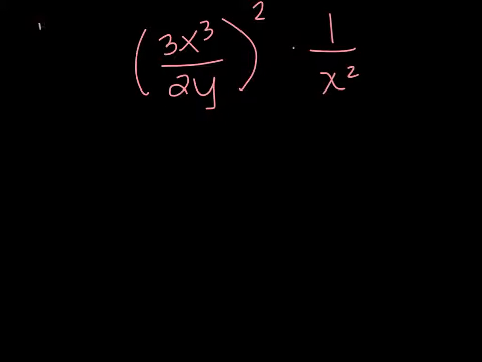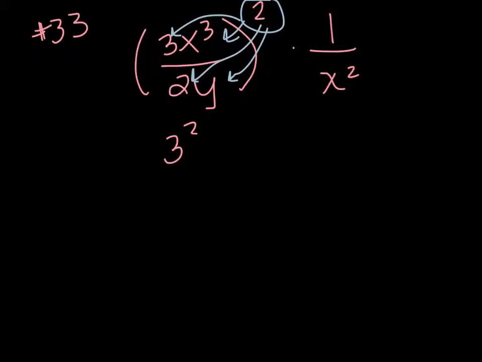So this one here is number 33. And with this problem, just like with any problem that has parentheses with a power, I want to start by giving the power to everything in the parentheses. So I'm going to get 3 squared x to the 6th, power to a power you multiply, over 2 squared y to the 2nd.